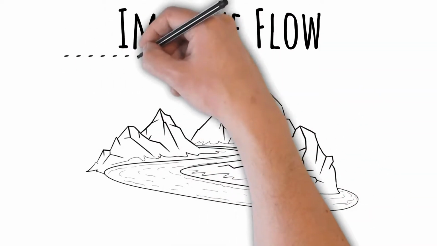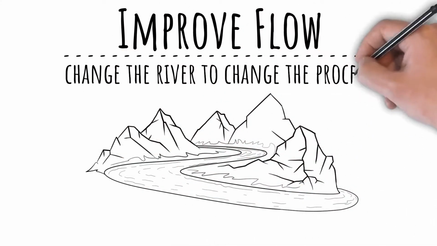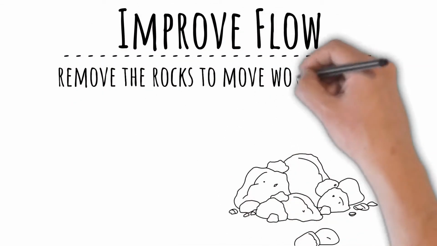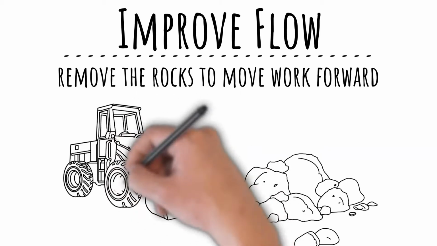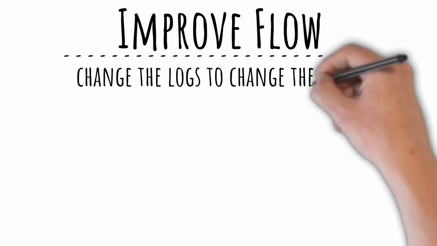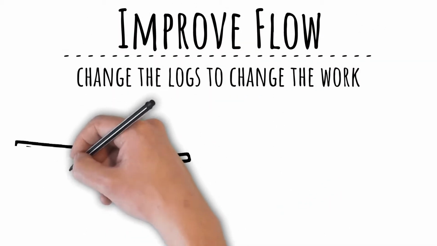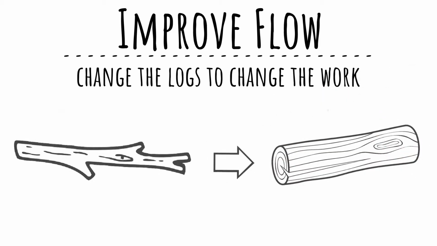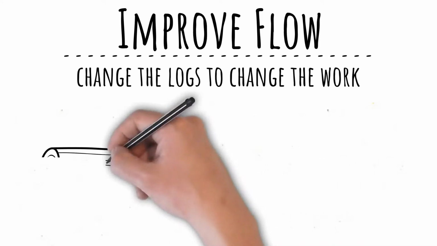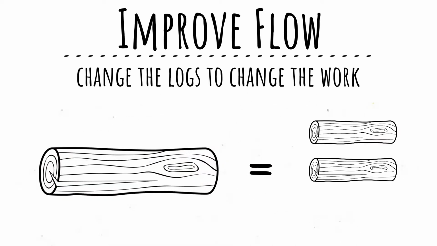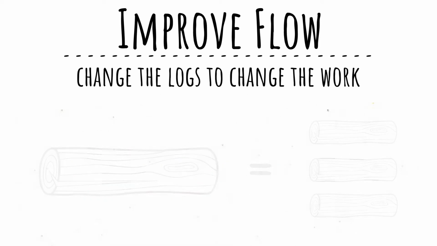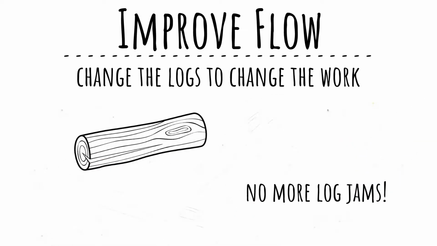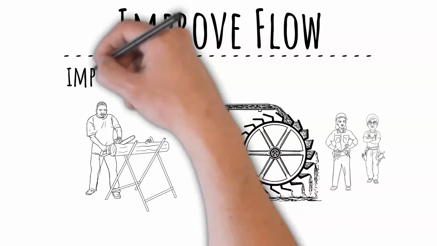There are many things we could do to improve our flow. We could change the river or change the process that our work goes through to create value. Maybe we remove the rocks that are in the middle of the river. We could change our work or change the logs themselves to help them flow through our process better. We could make sure that the branches get cut off the tree so there's less material that could get caught in the river. We could cut shorter logs so they don't get caught in the tight turns. Or we could put fewer logs in the river at one time so we don't literally create a log jam.